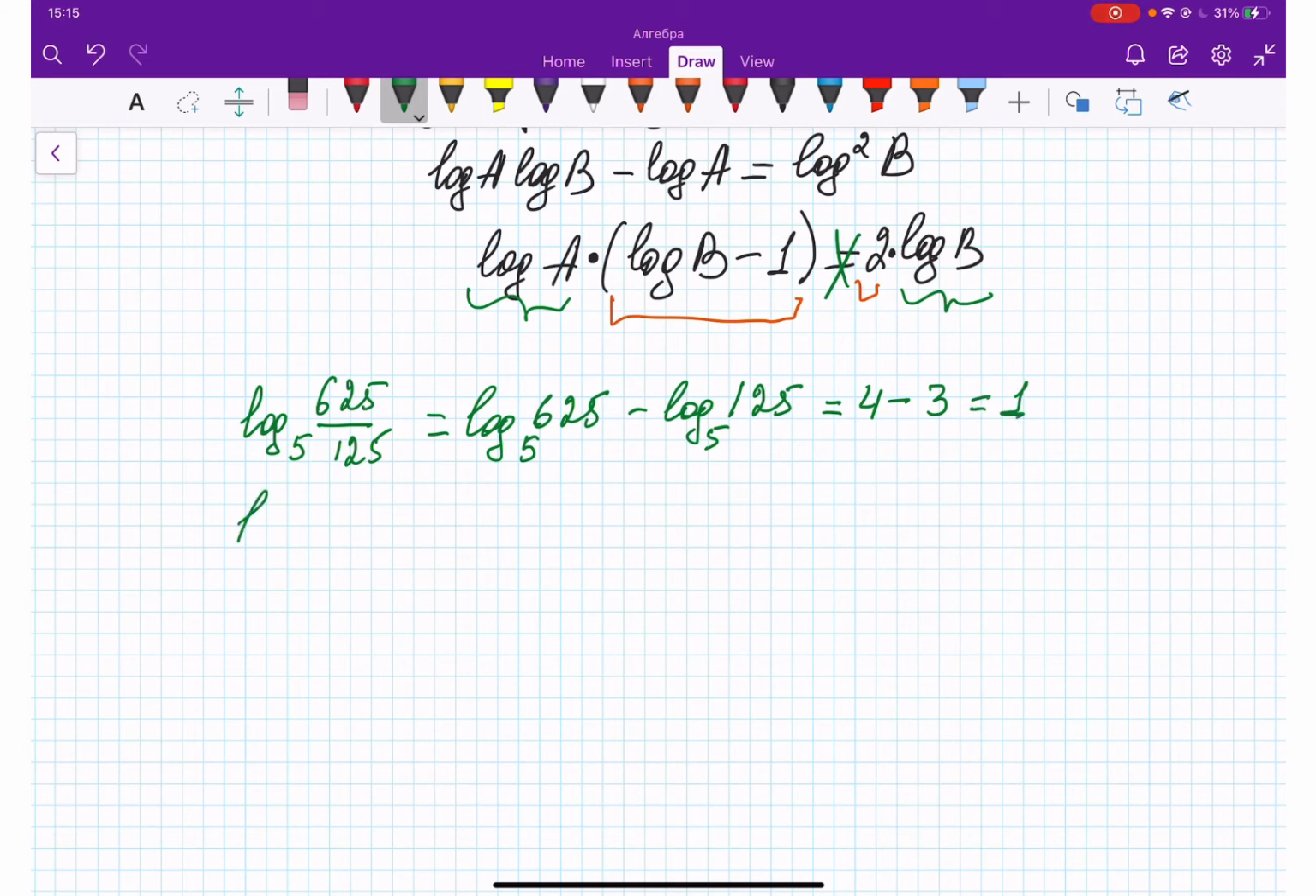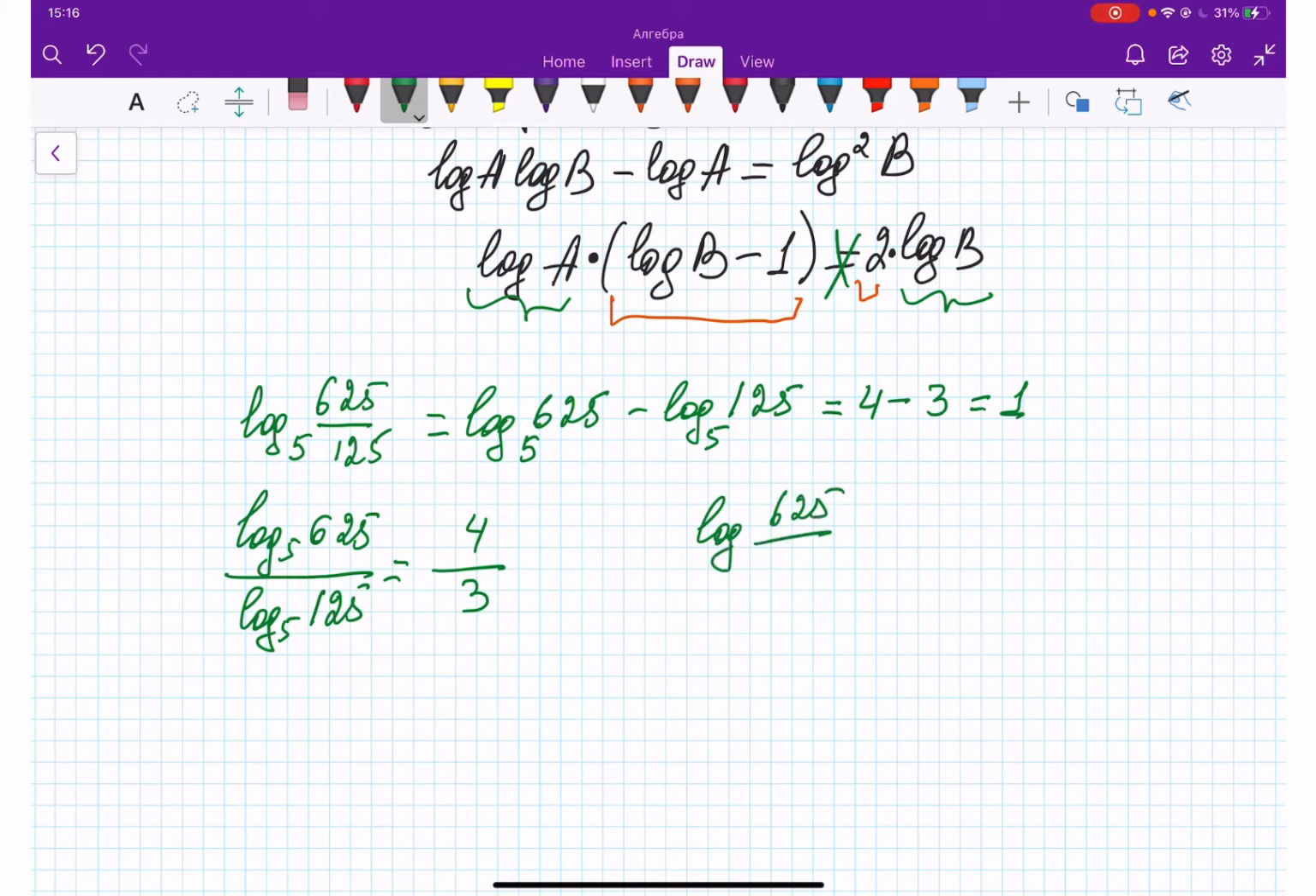Now let's take logarithm 625 by base 5 divided by logarithm 125 by base 5. Since we already know log 625 by base 5 is 4 and log 125 is 3, it's 4 divided by 3, which means it's not equal to the previous result, right? So log of 625 over 125 by base 5 is not equal to log 625 by base 5 over log 125 by base 5.